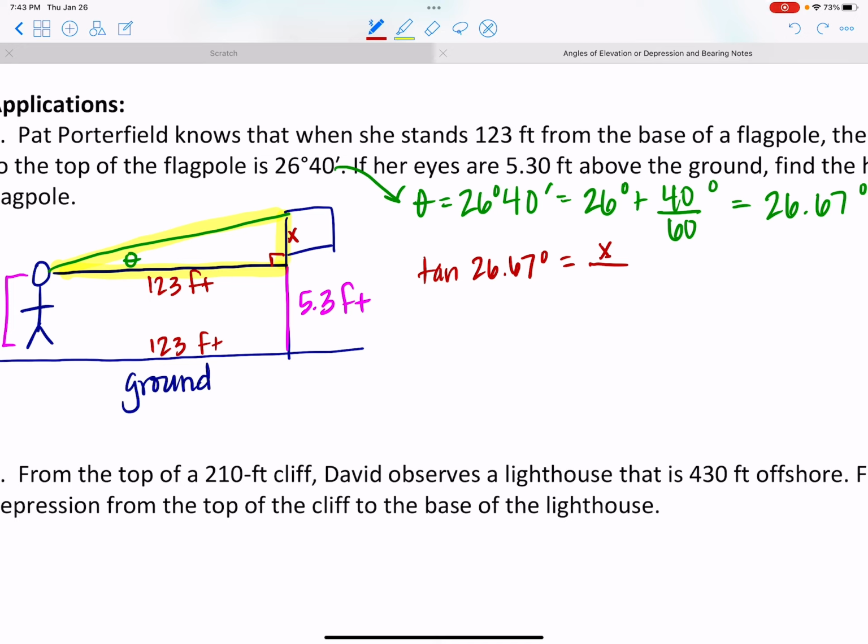Okay, opposite over my adjacent, and the adjacent was 123. So if I want to solve for x and it's being divided by 123, I just need to multiply that over. So x is going to be an exact product of 123 multiplied by the tangent of 26.67 degrees. And so we go to the calculator to approximate this.